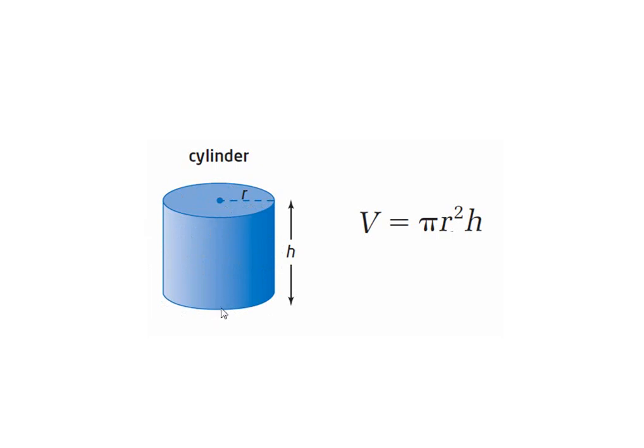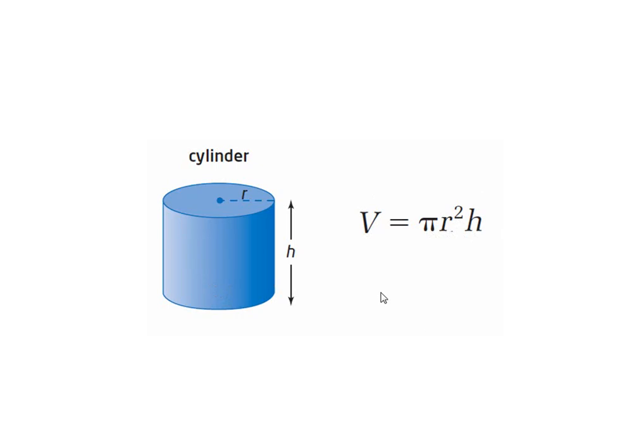So the bottom is the base, right? So the volume of a cylinder is also defined as the base area times height. The base area is the circle, and the circle is pi r squared, right? So pi r squared times the height. So pi r squared h is the formula for the volume of this cylinder. You need to remember this. It's not hard to remember.